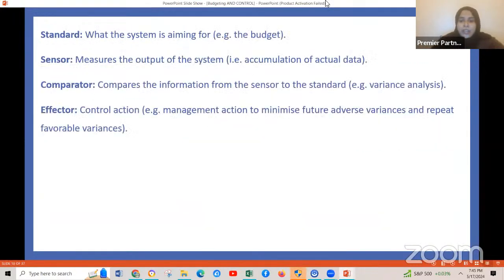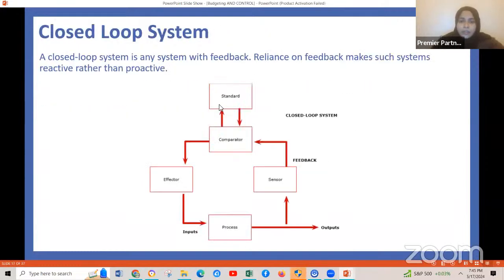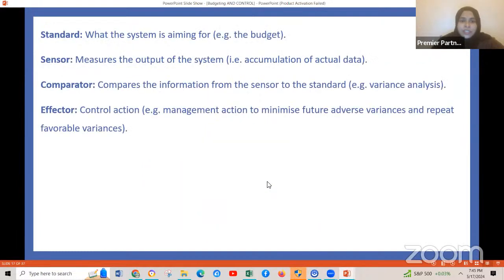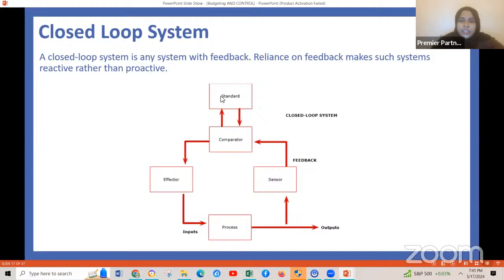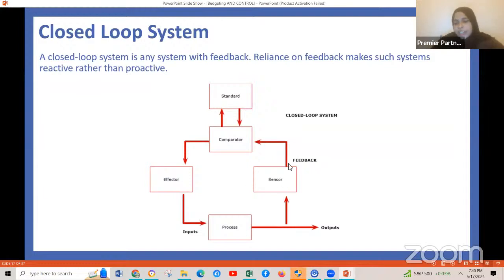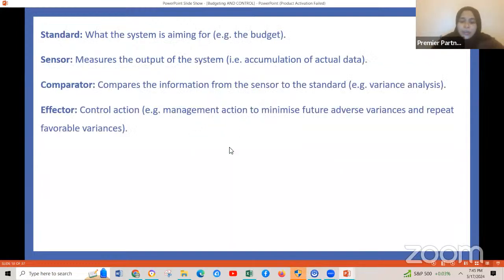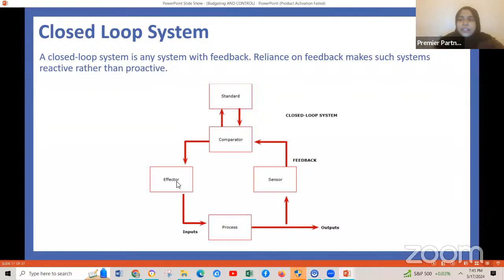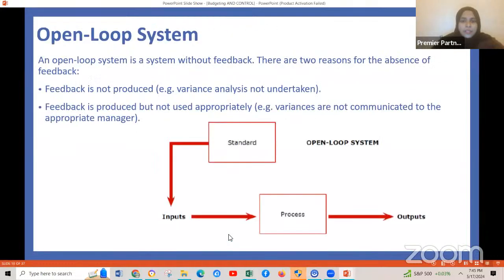So generally, you have a closed loop system. That is, the standard is your budget. Your budget is set. You compare it with actual. The sensor will see whatever differences are there. So, okay, this is the standard. Then this is a comparer. That means this comparer will compare the standard with the sensor. Sensor is the actual. Comparer will compare the standard with the actual, and there will be variances that come out. And according to them, the effector will take action. And finally, you make your output.